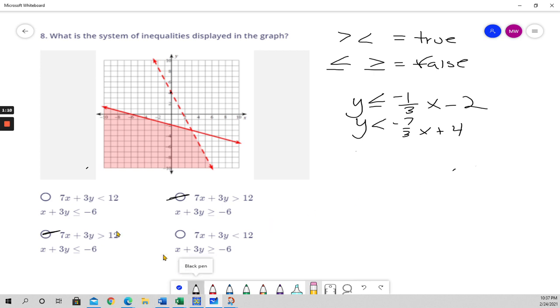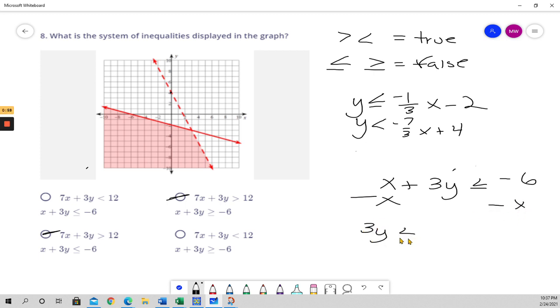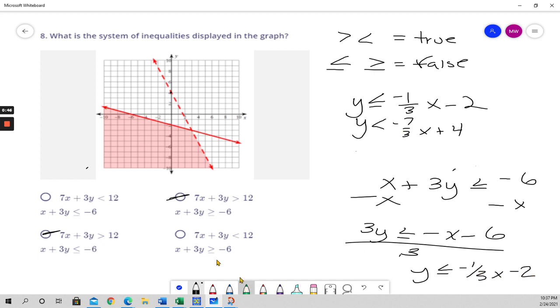So now we'll look at our second one. So we have x plus 3y is less than or equal to negative 6. I'm going to subtract x from both sides, and I'm going to have 3y is less than or equal to negative x minus 6. Divide by 3, and I get y is less than or equal to negative 1/3 x minus 2. That is what I am looking for, which means this is the correct answer.